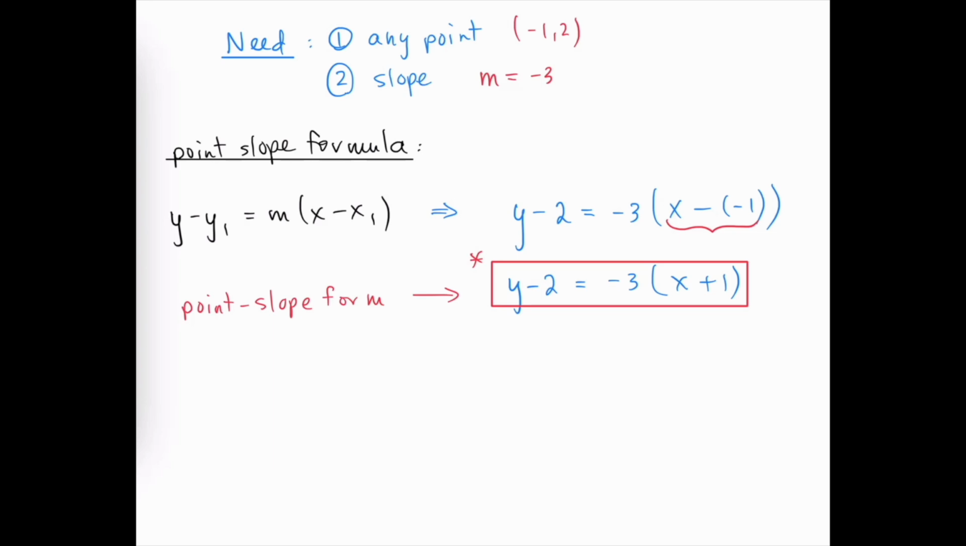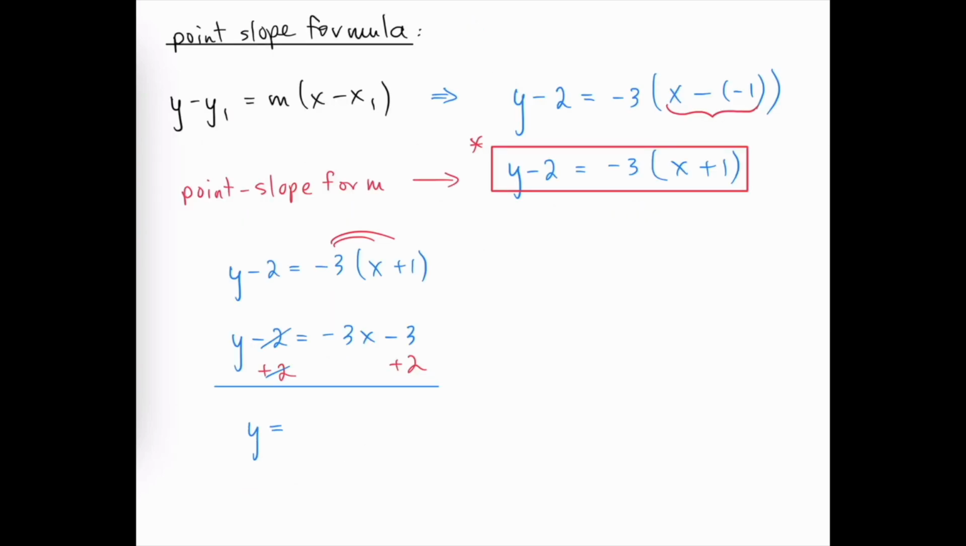But in order to write the line in slope-intercept form, we would need to continue to solve this for y. So to solve for y, the next thing that we would do is distribute that negative 3 into the parentheses. So we'd have y minus 2 is equal to negative 3 times x minus 3, and then add 2 to both sides to get y is equal to negative 3x minus 1. And this is the equation of our line in slope-intercept form.